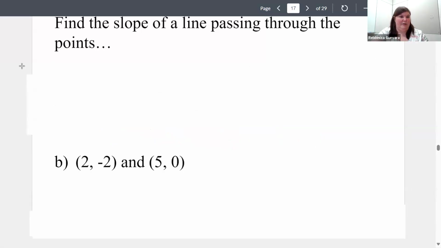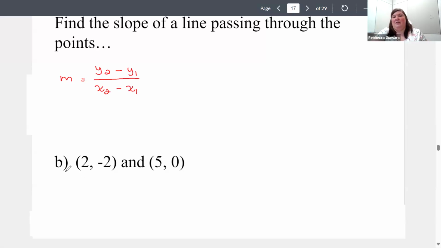All right, for B here, I'm just trying to write that slope intercept form there. M is going to be y2 minus y1 over x2 minus x1.